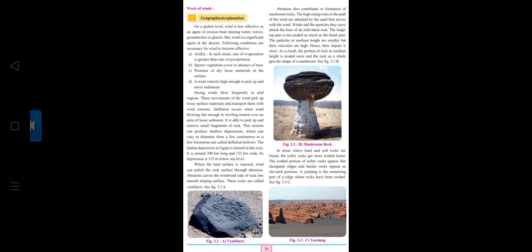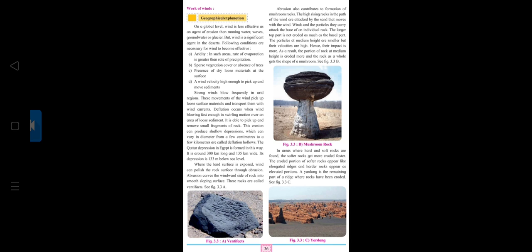Sparse vegetation cover, or absence of trees. Presence of dry loose materials at the surface. Now, here they are saying which are the conditions which are necessary to become more effective. A wind velocity high enough to pick up and move sediments. Strong winds blow frequently in arid regions.